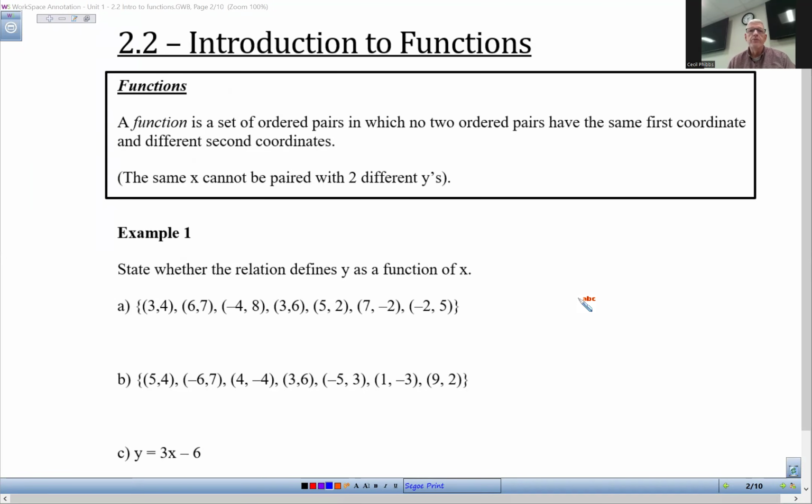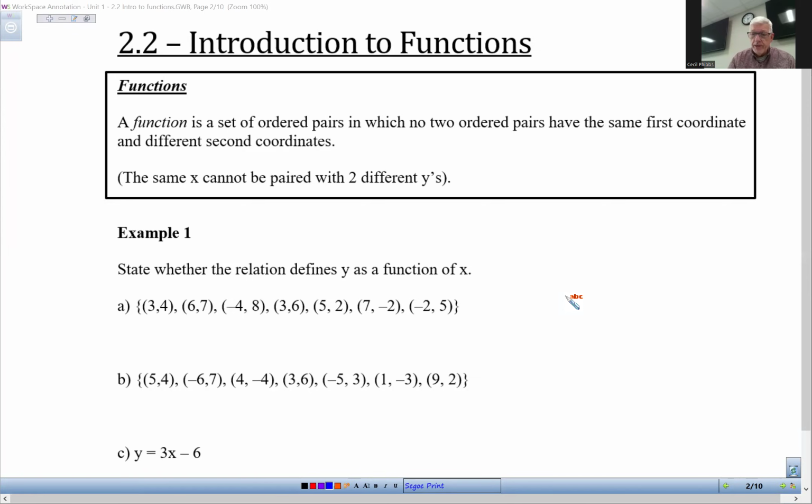Okay, this is section 2.1. We're looking at introduction to functions today. You'll want to make sure you watch the entire video and take some notes. You can stop and start and rewind as much as you need to get all the notes completed. At the end of this video, there will be a quiz. Be sure you complete the quiz the same day you would normally have class.